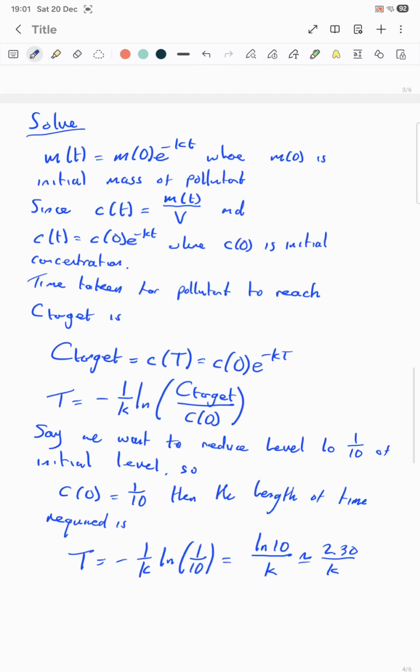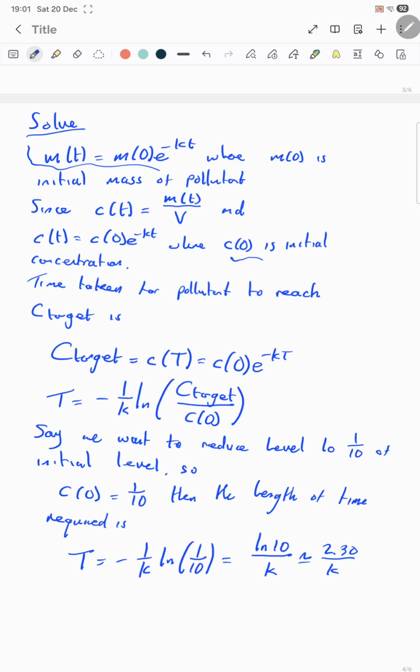Now M of T equals M of 0 e to the minus KT, where this is just a basic differential equation with a basic solution, which I'm assuming, if you've got to this point, you already know. Where M of 0 is the initial mass of pollutant. Now, since the concentration C of T equals the mass M of T over V, C of T equals C of 0 e to the minus KT, where C of 0 is the initial concentration.